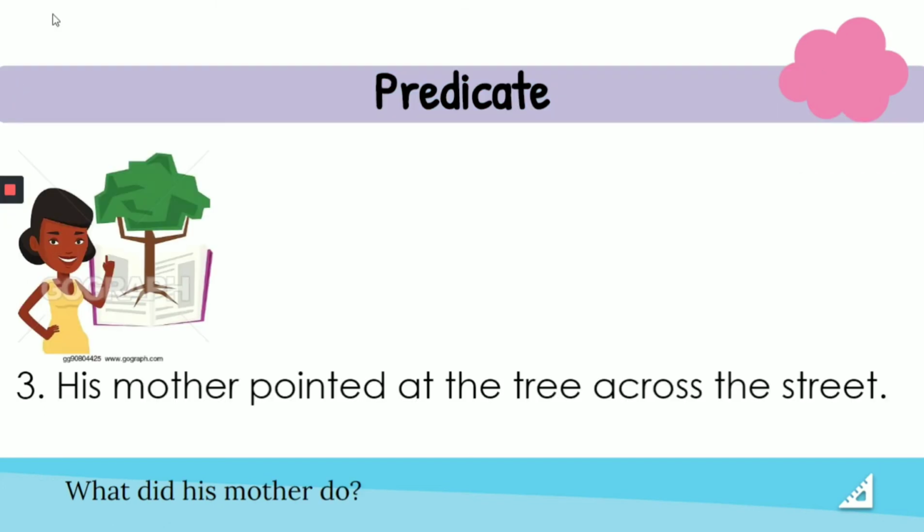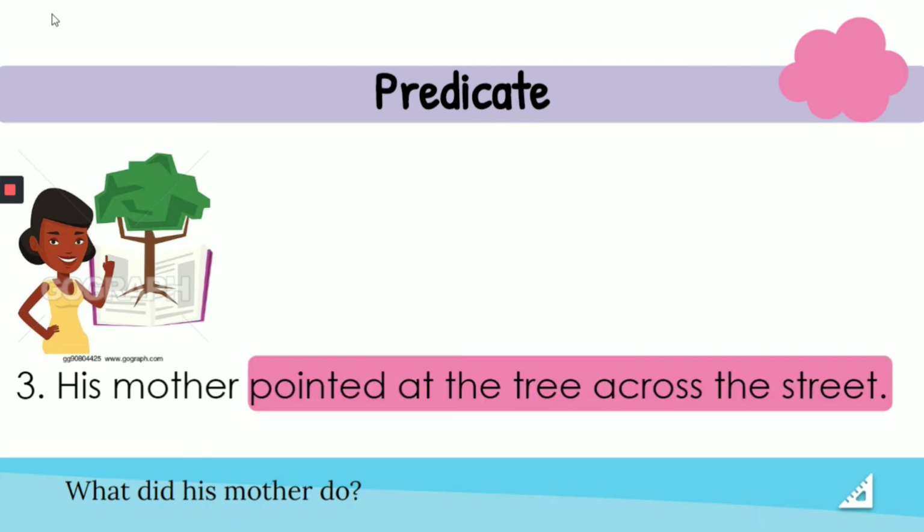Let's take a look at sentence number 3. His mother pointed at the tree across the street. What did his mother do? In this sentence, pointed at the tree across the street is the complete predicate. It starts with the action word pointed until the last word street. That's why pointed at the tree across the street tells us what his mother did in the sentence. So this is the complete predicate.